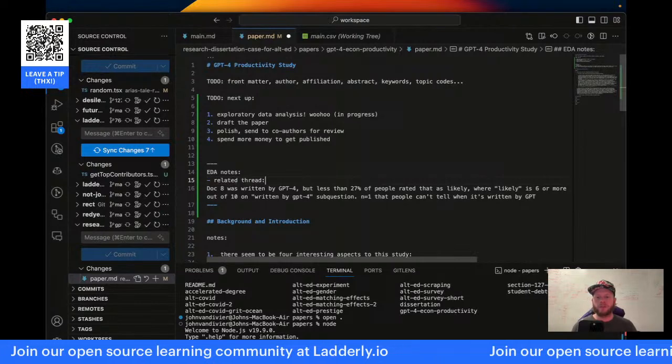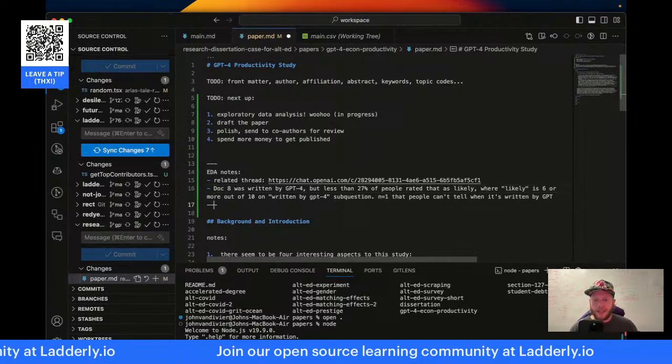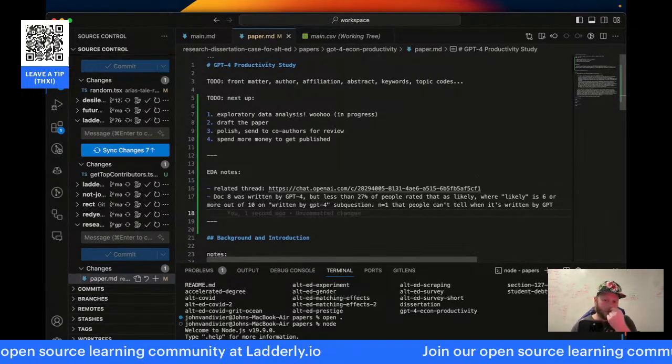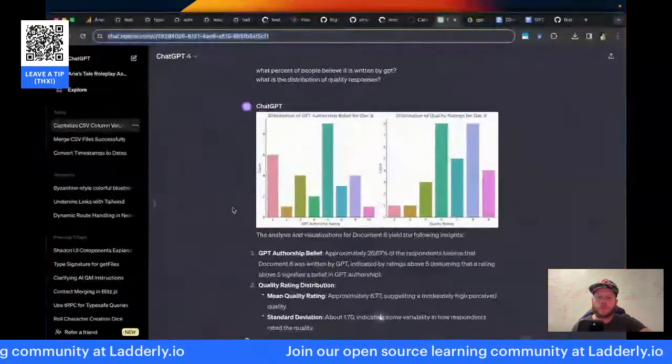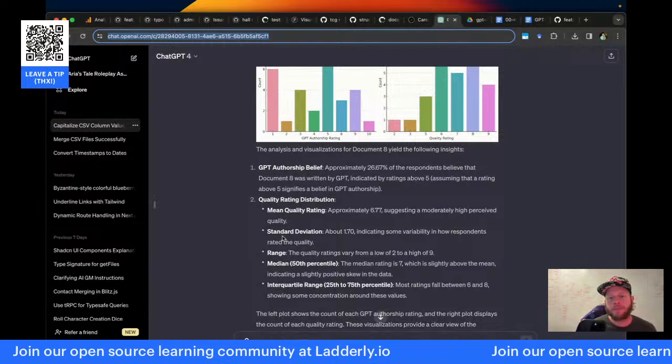Related thread. What job is that? Cybersecurity? No, this is data science, or like academic research. Yeah, it's data science basically.